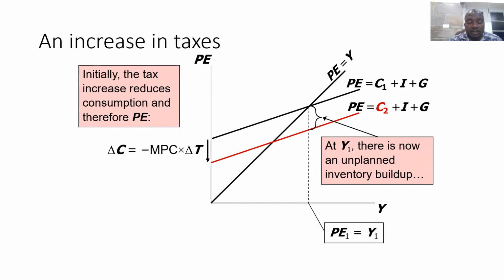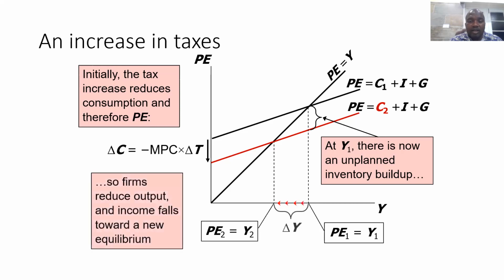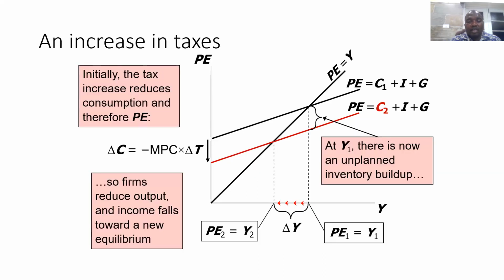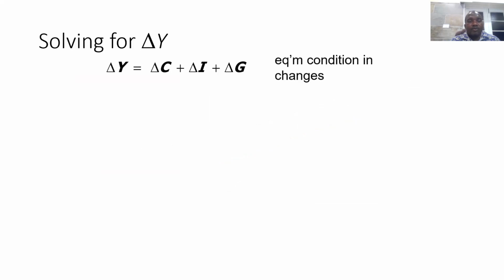So if there is taxation, people's disposable incomes go down, and planned expenditure, aggregate expenditure, becomes subdued, leading to an accumulation of inventories, which results in reduced output, and national income falls towards a new equilibrium of Y2, as shown on that graph. So if we solve for delta Y, it is equal to delta C plus delta I plus delta G, which is the equilibrium condition in terms of changes.